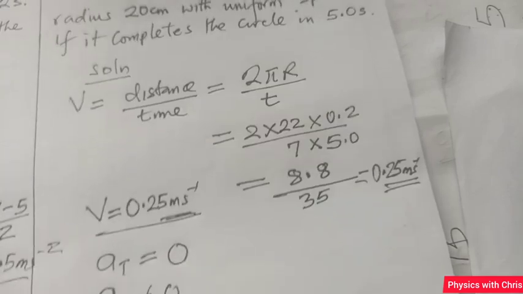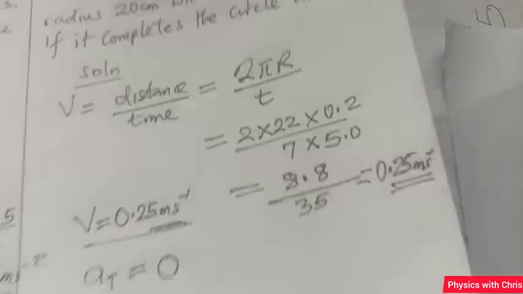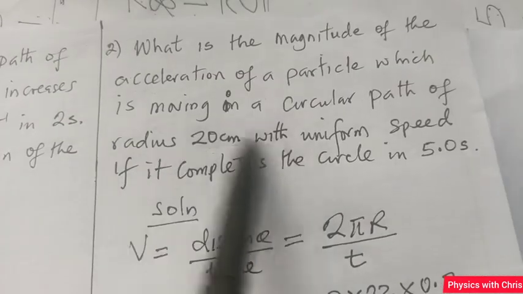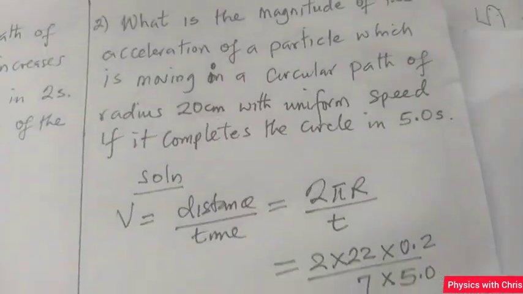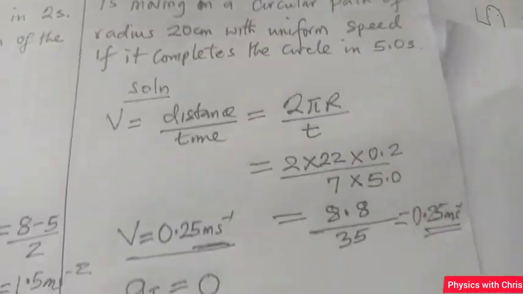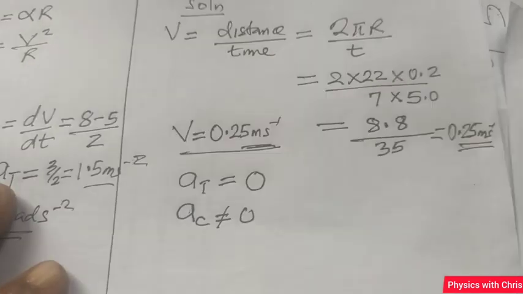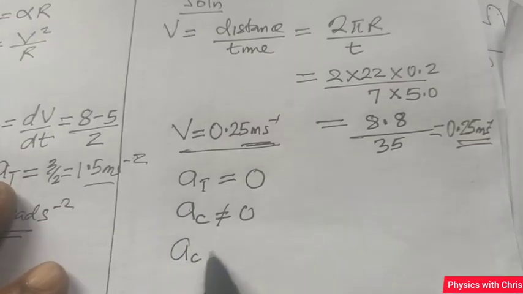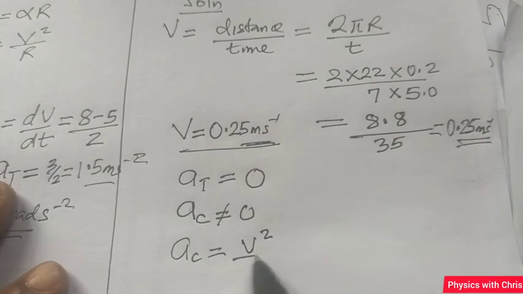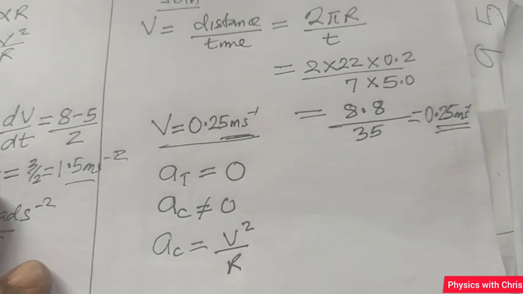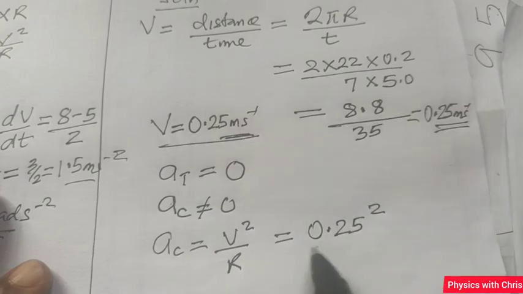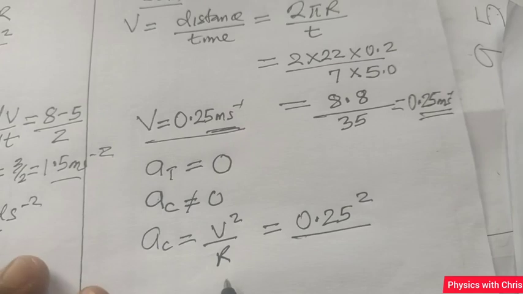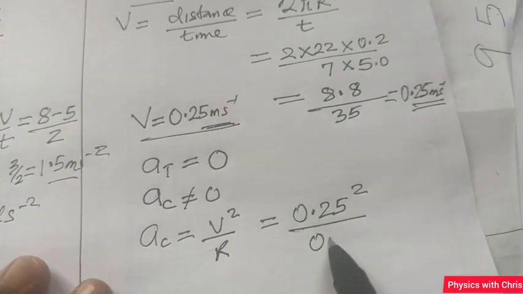So the question here is asking us to calculate the magnitude of the acceleration. The acceleration referred to here is centripetal or radial acceleration, which is given as v squared divided by the radius of the circular track. So that gives me 0.25 squared divided by, we're given the radius as what? 20 cm. That is 0.2.